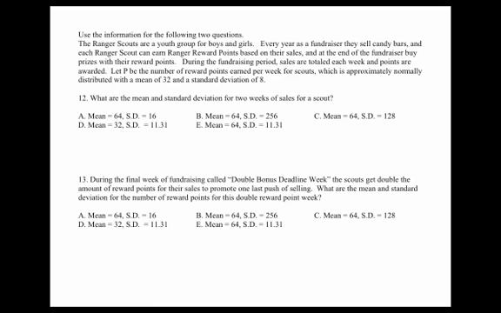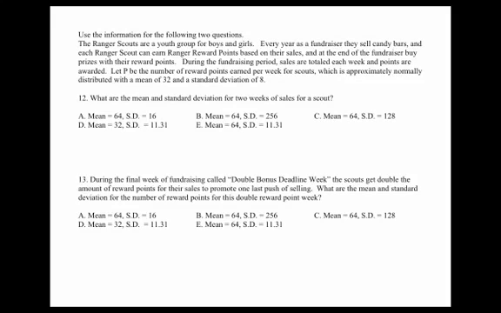Use the information for the following 2 questions. The Ranger Scouts are a youth group for boys and girls. Every year as a fundraiser, they sell candy bars, and each Ranger Scout can earn Ranger reward points based on their sales. At the end of the fundraiser, they buy prizes with their reward points. During the fundraising period, sales are totaled each week and points are awarded. Let R be the number of reward points earned per week for Scouts, which is approximately normally distributed with a mean of 32 and a standard deviation of 8.